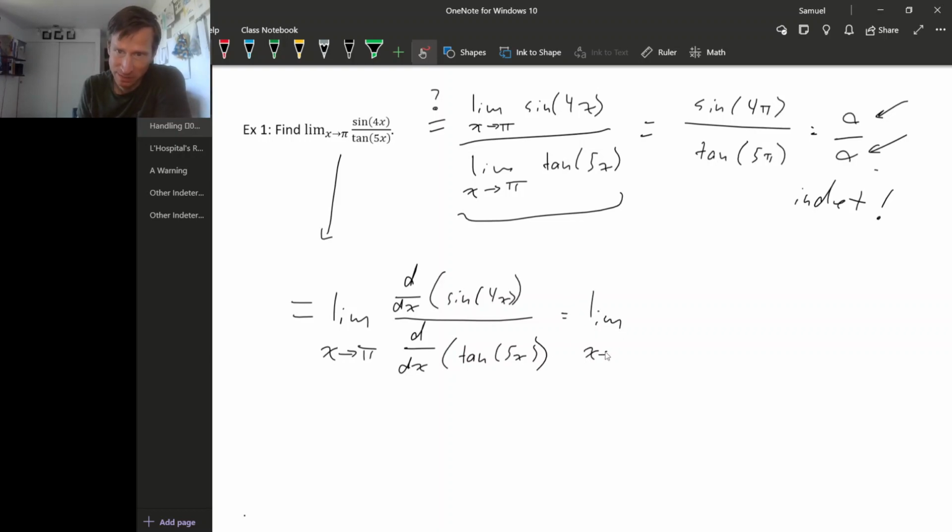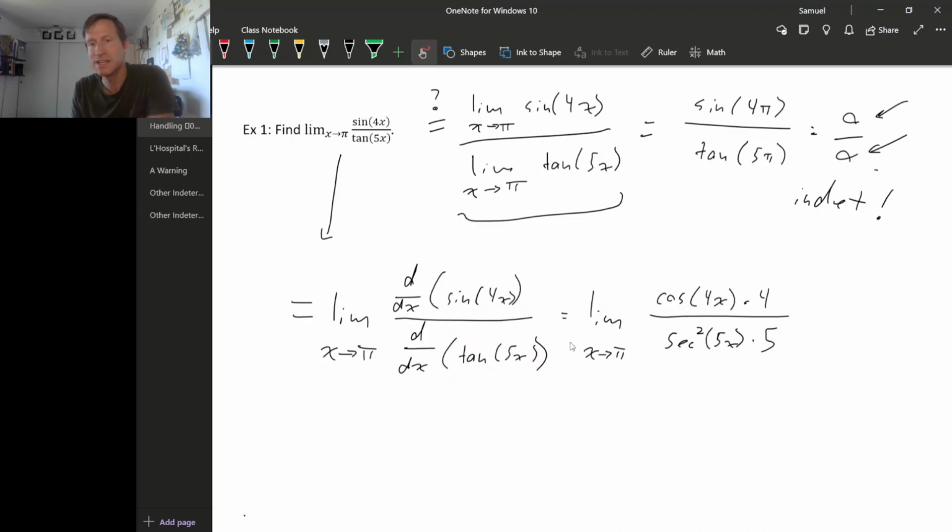Okay, so that's going to be the limit as x goes to pi. Now this numerator, the derivative of the numerator, that's going to be cosine 4x, and then the chain rule is going to spit out a factor of 4 here. And then in the denominator, the derivative of tangent is secant squared 5x times the derivative of the inside, so that's going to be 5. All right, and now we can take the limit of this as x goes to pi.